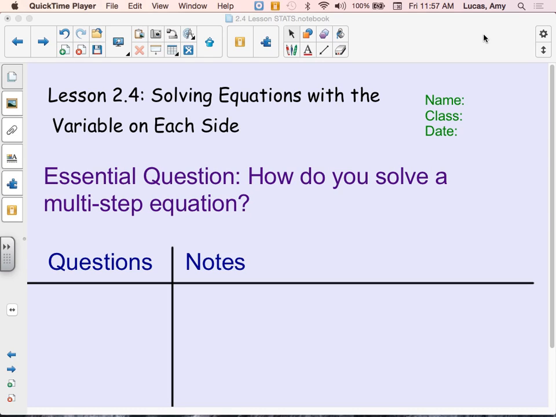Lesson 2-4, solving equations with variable on each side. Our essential question today is how do you solve a multi-step equation? So we've solved one-step and two-step equations and equations with a variable on each side. Now we're just going to solve multi-step equations. So they could have 2 or 3 or 4 steps, maybe even more.